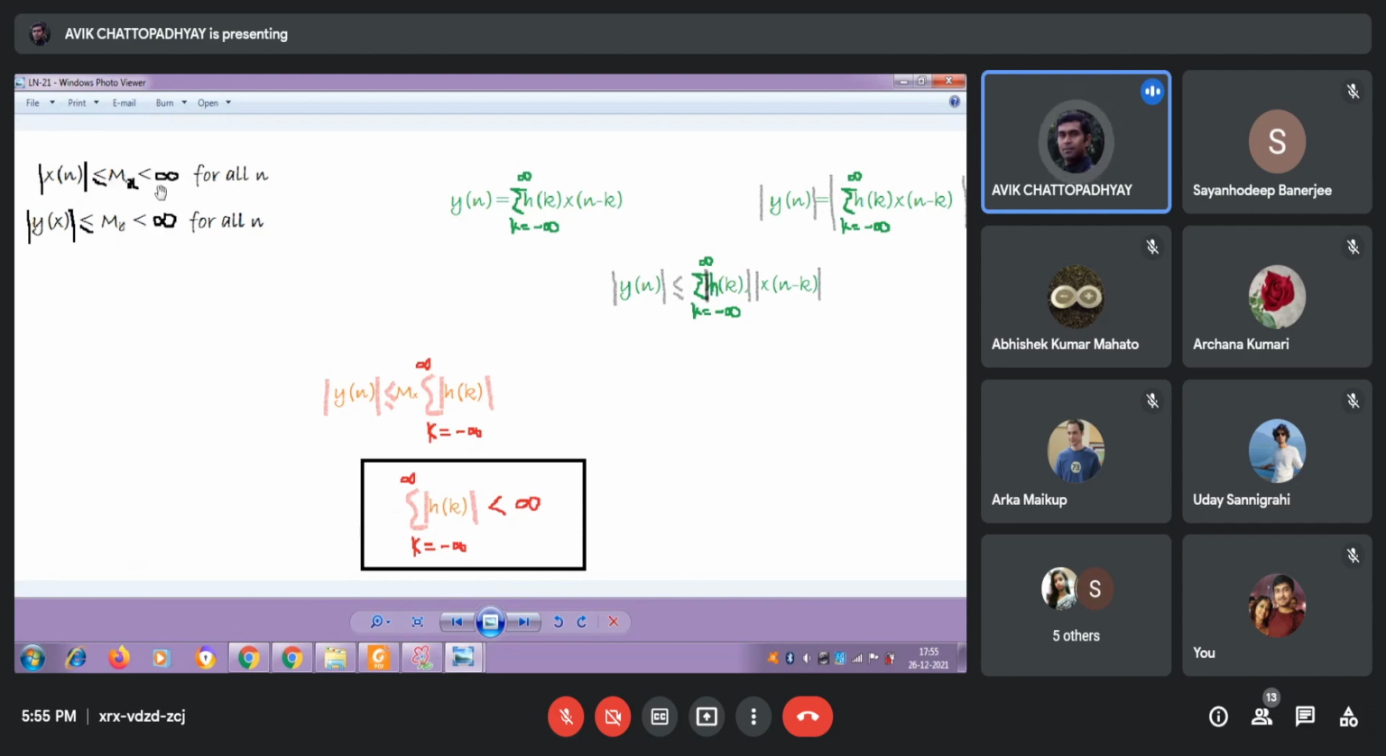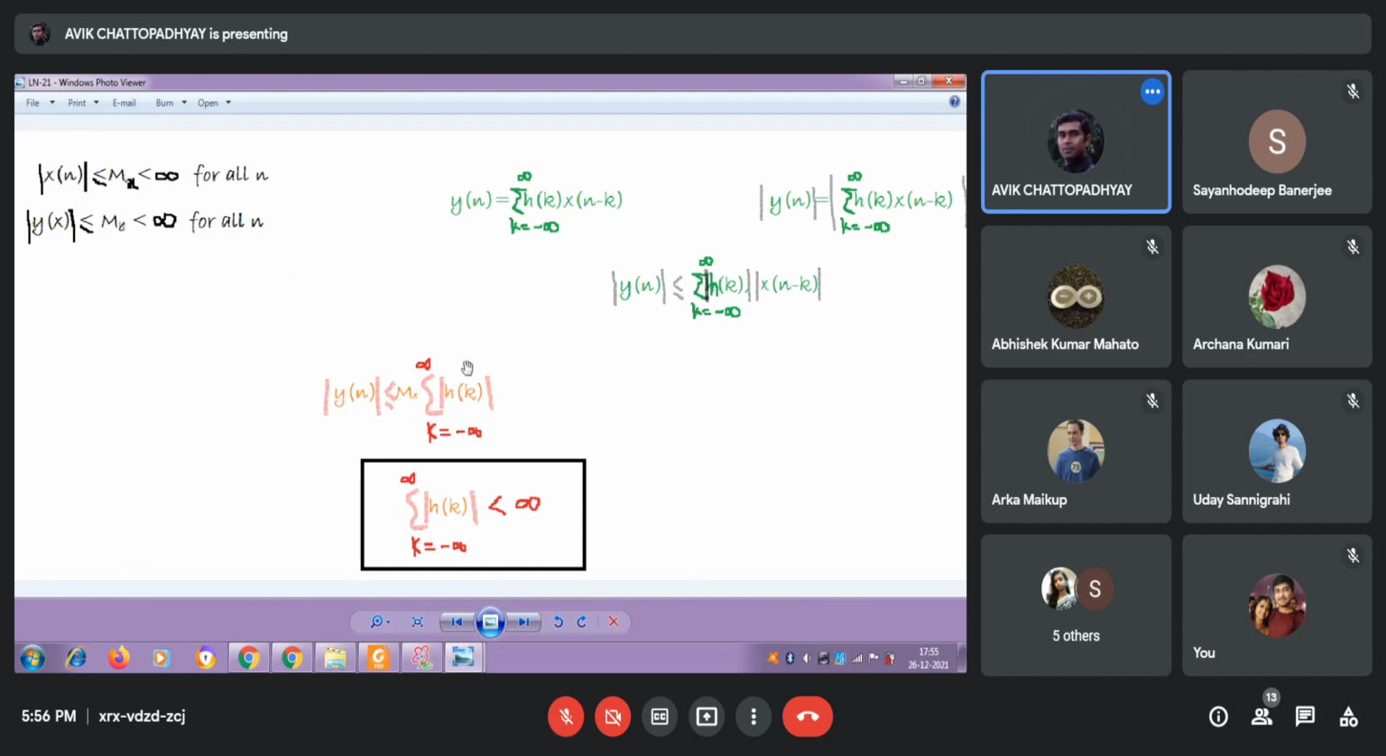Now if we substitute this upper bound of x[n] here, what will we get? We will get this thing. If mod of x[n] is less than or equal to Mx, look at this, this is mod of x[n minus k]. Suppose Mx is the maximum value and all the values are less than that. So if we substitute here, what would happen? This will basically come outside the summation sign, and then I can write the expression like this.